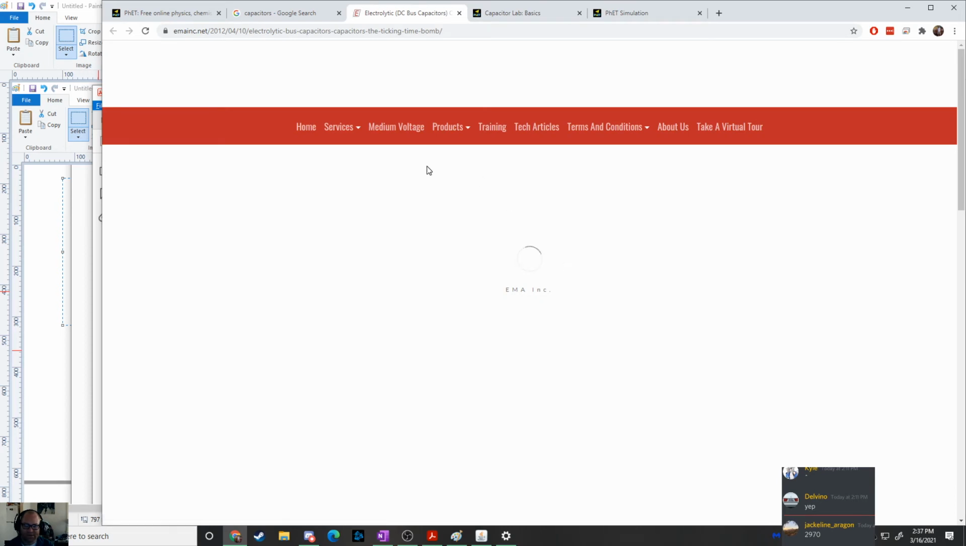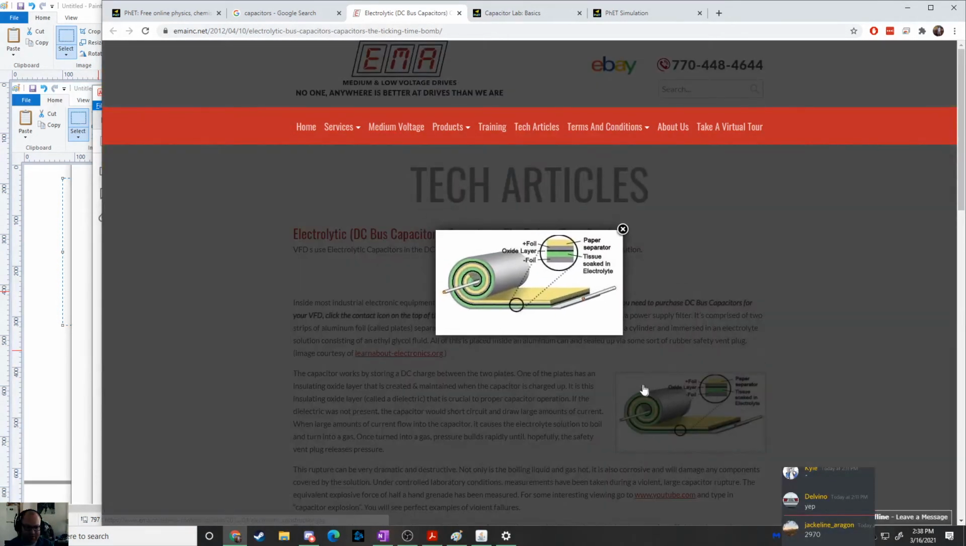Well, I don't know if it's going to take me to the picture. Okay, so can we click on this? Yeah, that's kind of the idea. So this one has a tissue soaked in an electrolyte. So what this one uses, I believe, is this one actually uses oxidation.